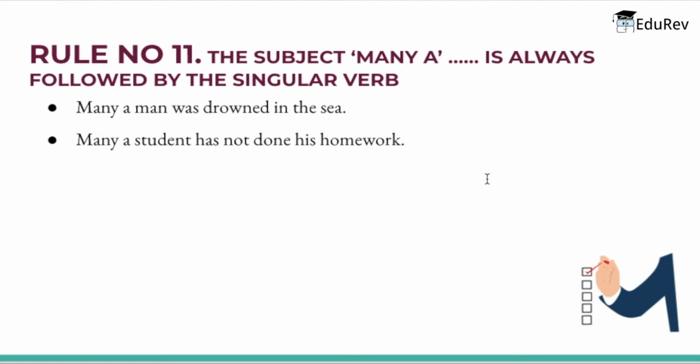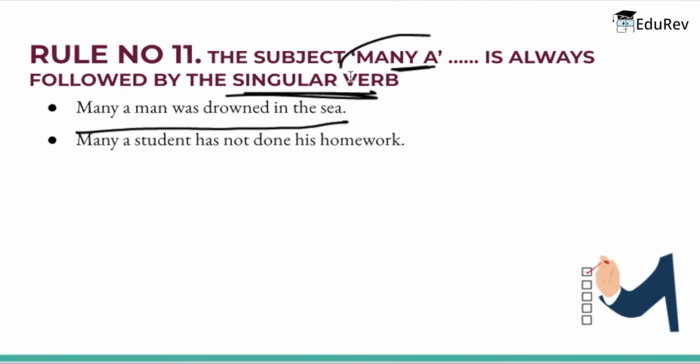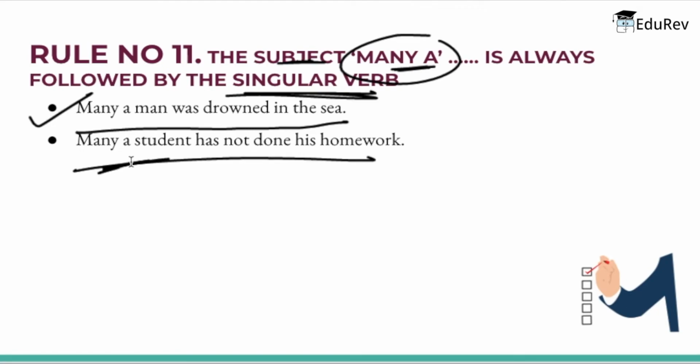Let's move on to rule number 11. Now the subject many a is always followed by what? A singular verb. Like for example, many a man was drowned in the sea. So many a is what? The subject. So it has to be followed by what? A singular verb, as you can see. Similarly, in second example as well, many a student. So it is followed by what? A singular verb. So many a student has not done his homework.